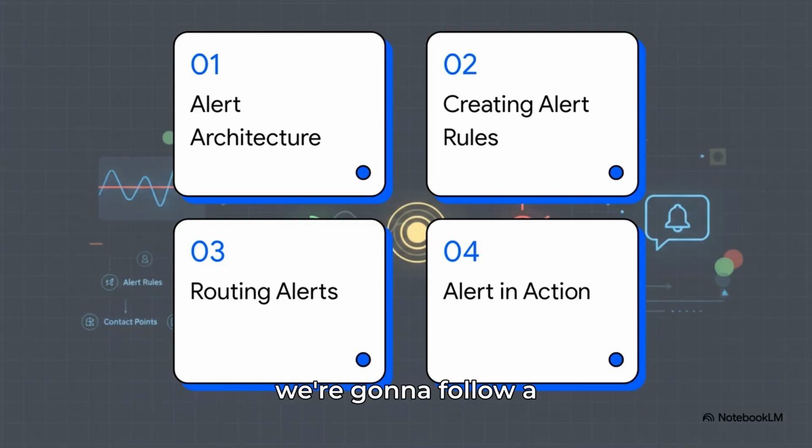To solve this today, we're going to follow a quick 4-step roadmap. First up, unified alerting architecture. Second, creating an alert rule. Third, contact points and routing. And finally, we'll see the alert in action.